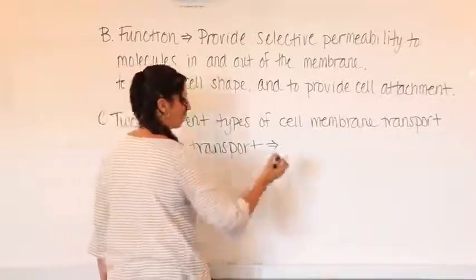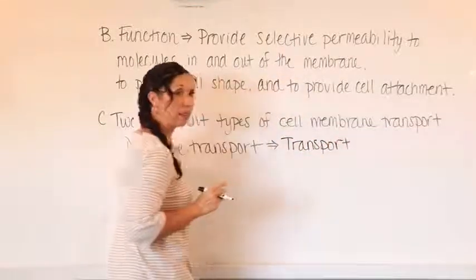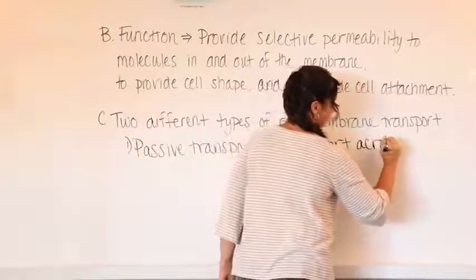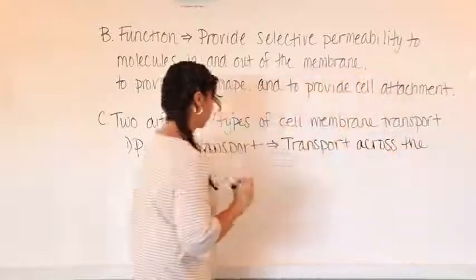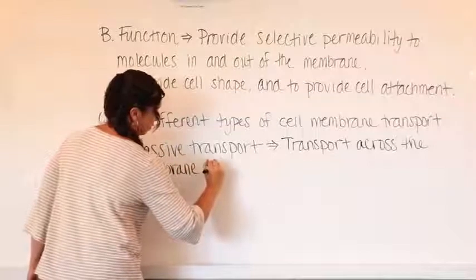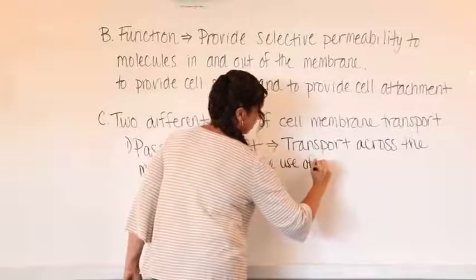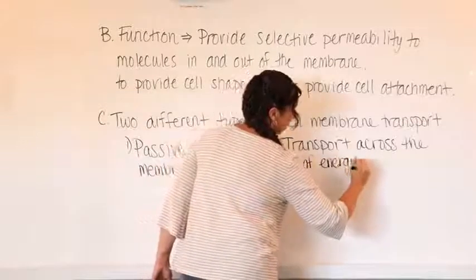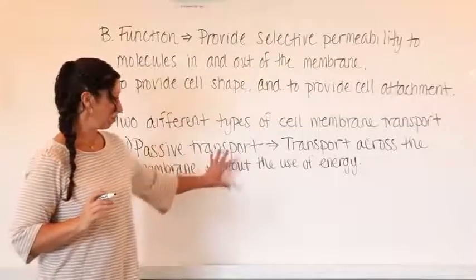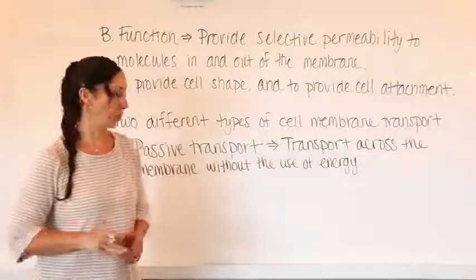So passive transport is transport across the cell membrane without the use of energy. And this type of transport usually goes down a concentration gradient, and we're going to talk about that right now.